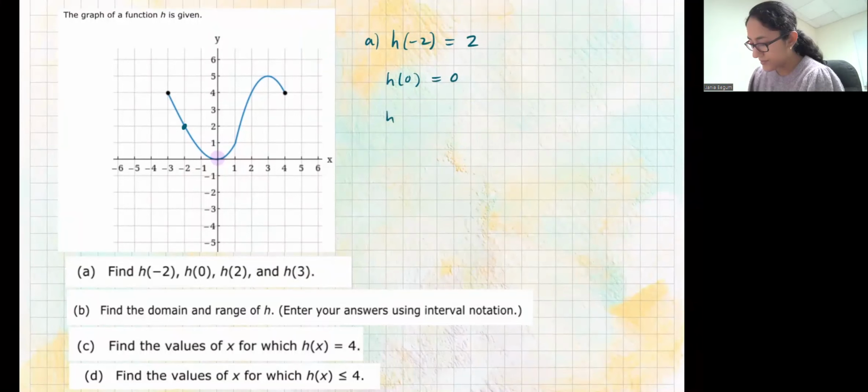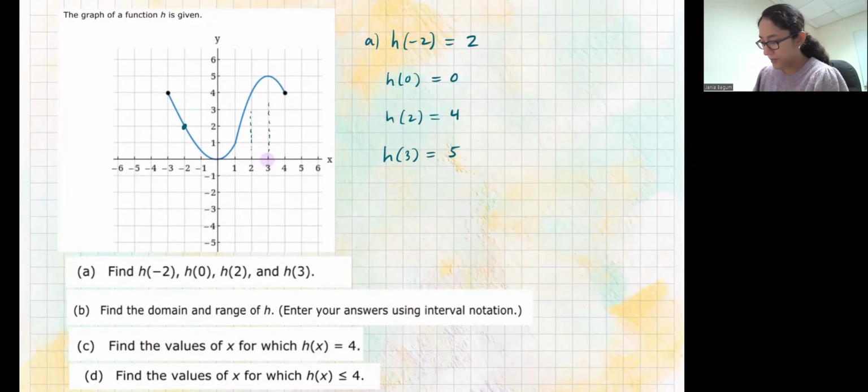And now for the next one, h of 2, again, we look at x equals 2 and read off the y value. Here is 2, and our y value is going to be somewhere up here. That's where the graph is. So our y value is going to be 4. So h of 2 is 4. And lastly, for h of 3, again, we look at 3 on the graph. So 3 is right here, and we go up to the graph. Our h of 3 is that point. That happens to be 5. So there we have our function values for these particular given x values. So that's part A.